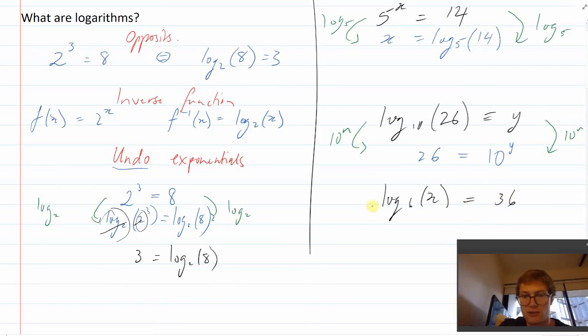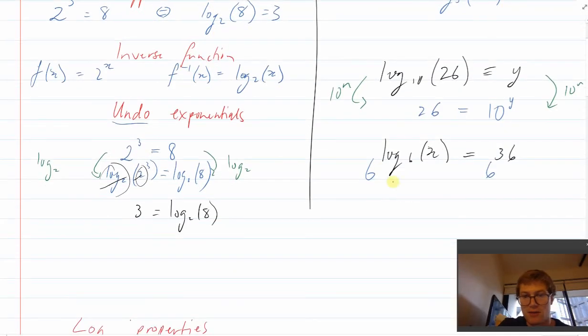A way I could do this is 6 to the power of both sides, and you can see what's happening here. The 6 to the power of log base 6 cancels out, leaving you just with x, and here you have 6 to the power 36, a truly gigantic number. And by doing it this way, the undoing method, it means you don't get confused.